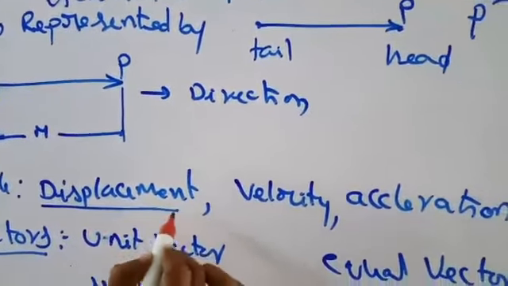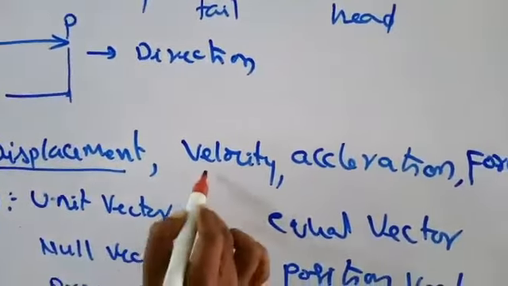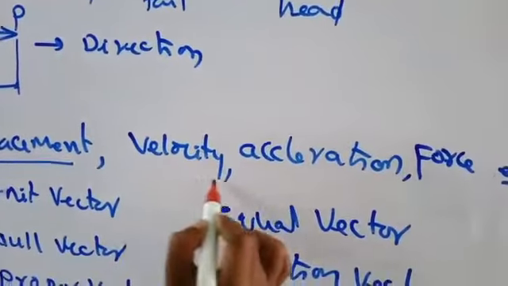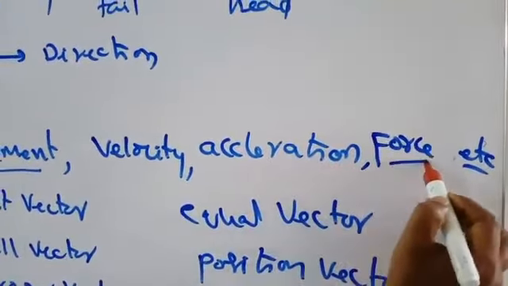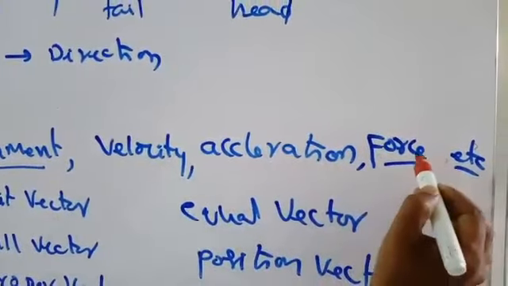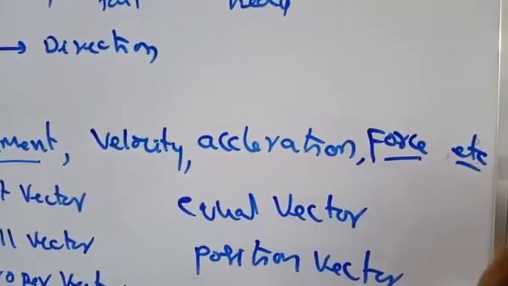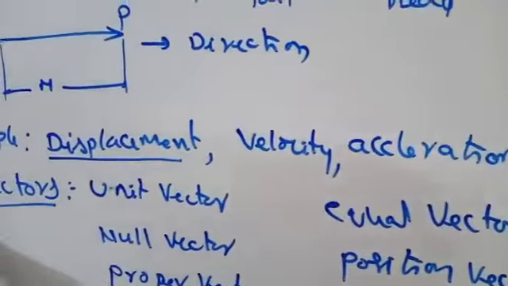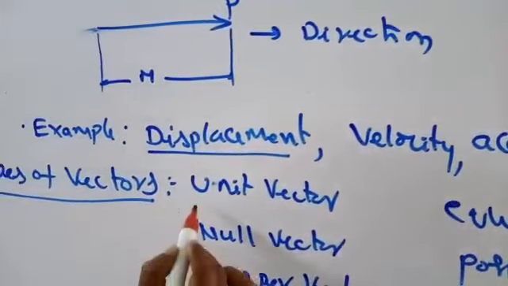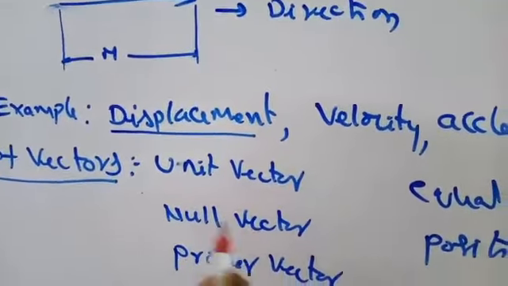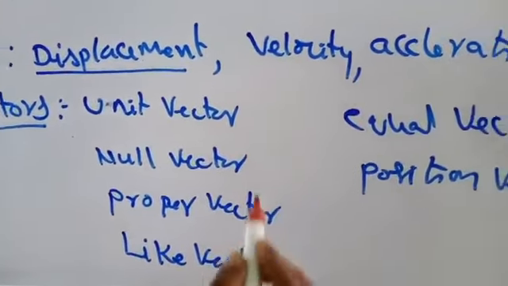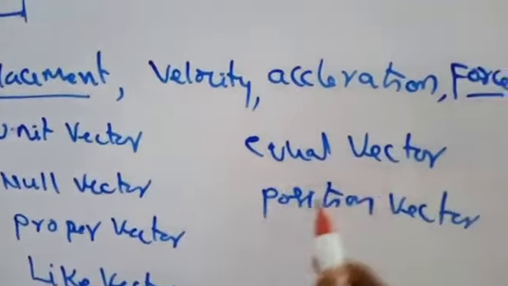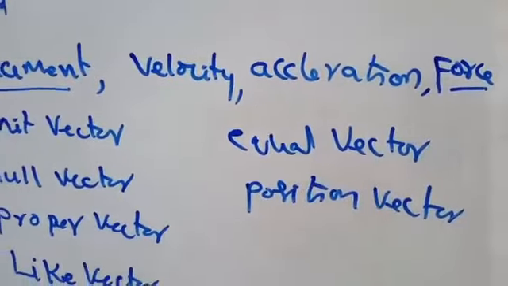Displacement has both magnitude and direction. Velocity, both magnitude and direction. Acceleration is also both magnitude and direction. Force. All these are examples of vectors. What are the types of vectors? Unit vector, null vector, proper vector, like vector, equal vector and position vector.